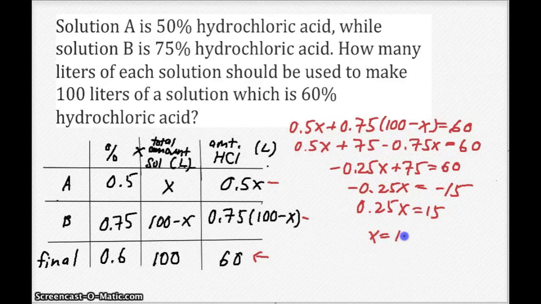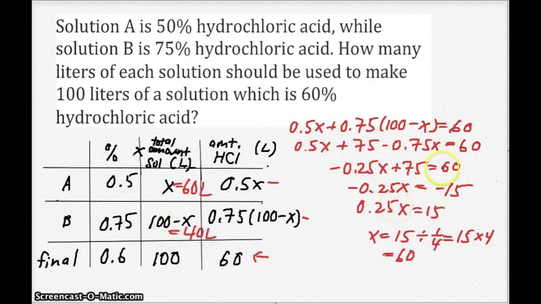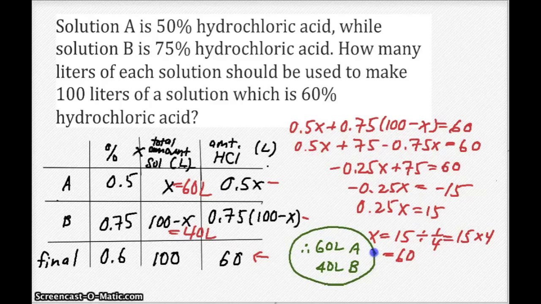Then x equals 15 divided by 0.25, which is 1/4. And this equals 15 times 4, which is 60. So now we got that we're going to mix 60 liters of solution A with 40 liters of solution B. So I'll write that in green: 60 liters of A and 40 liters of B. So we're going to mix these solutions to get 100 liters of a solution with 60% hydrochloric acid.